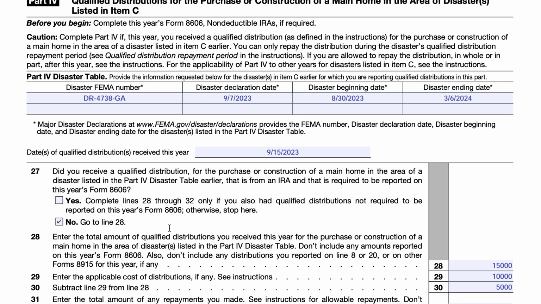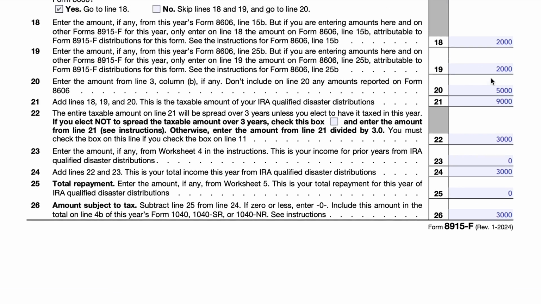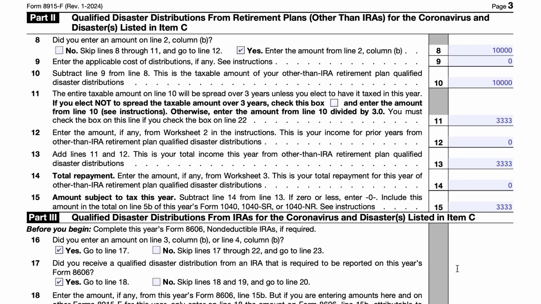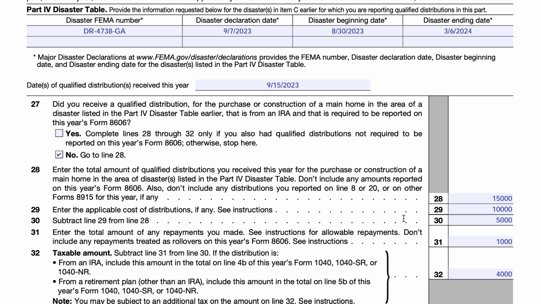In this case, I'm just walking through this. So in this case, he would enter the total amount of qualified distributions. You should not include any amounts that were reported on 8606. You should also not include any distributions on line 8 or line 20. As you can see, we already put amounts in line 20 and line 8, so this is purely for illustrative purposes. So let's pretend for a moment that we did not go through parts 2 and 3, and that money that was taken out just went to part 4.